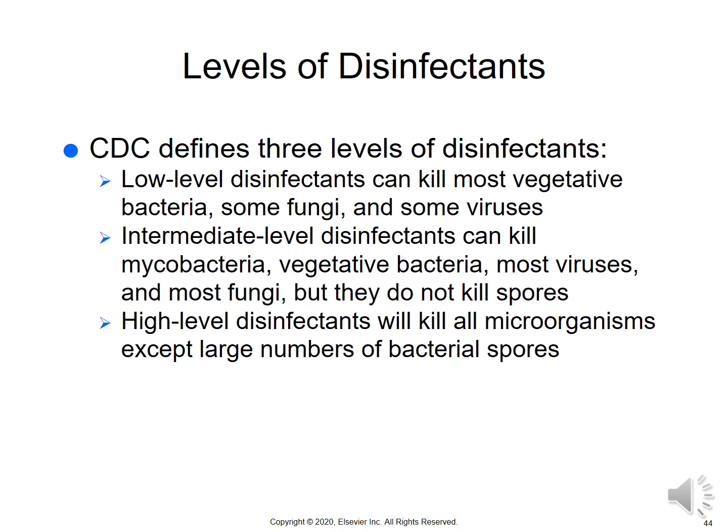Intermediate-level disinfectants can kill mycobacteria, such as tuberculosis, vegetative bacteria, most viruses, and most fungi, but they do not kill spores. Examples of spore-forming bacteria include anthrax and C. diff. Very difficult to kill these agents. Intermediate-level disinfectants are used for non-critical items such as stethoscopes and percussion hammers. An example would be isopropyl alcohol.